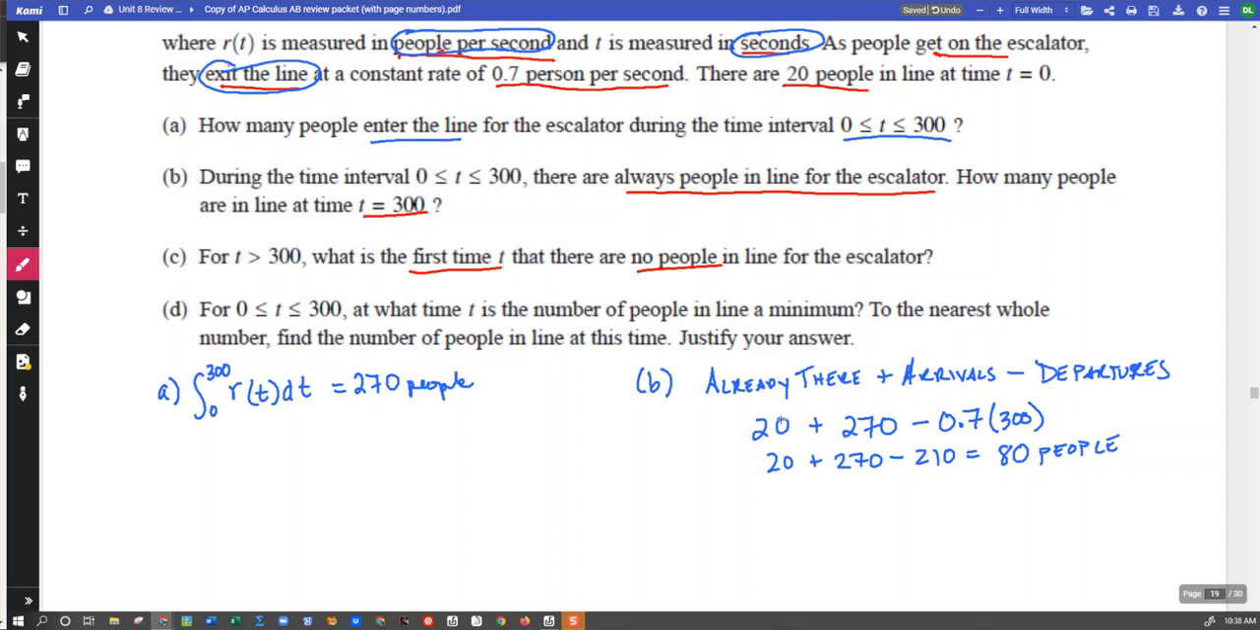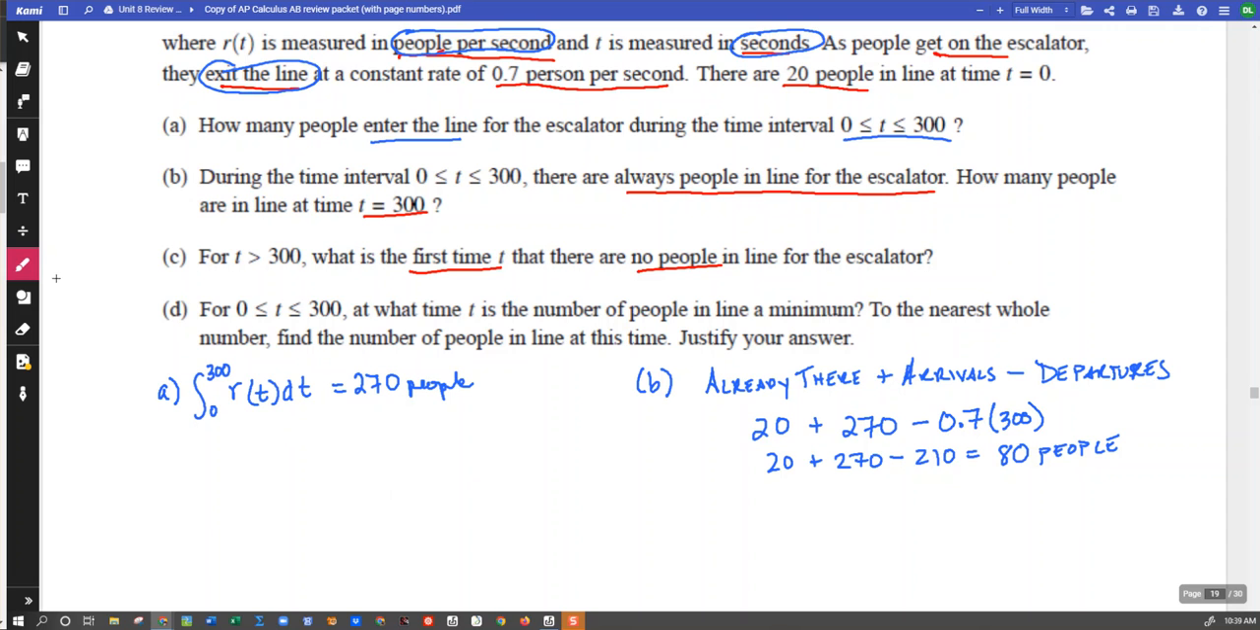And once again, we got that without any calculus. How many people are already there? 20. How many people arrived? 270 from part A. How many people left? Well, 0.7 per second over 300 seconds, that's 210 people.